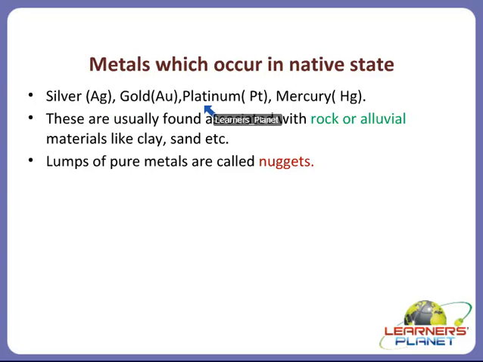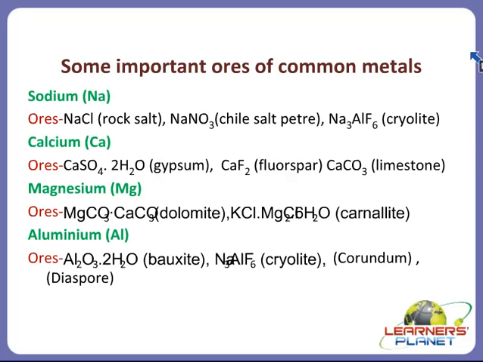silver, platinum, mercury. These are usually found associated with rock or alluvial materials like clay or sand. Okay? Lumps of pure metals are called nuggets. So what are these lumps called? These are called nuggets. Right, children? Now let's see a few ores.